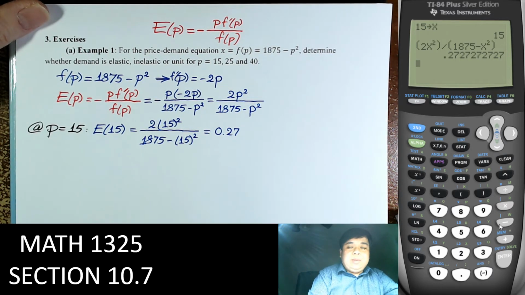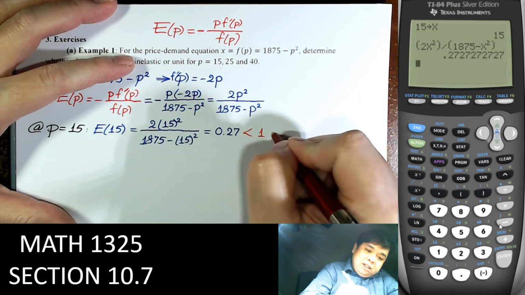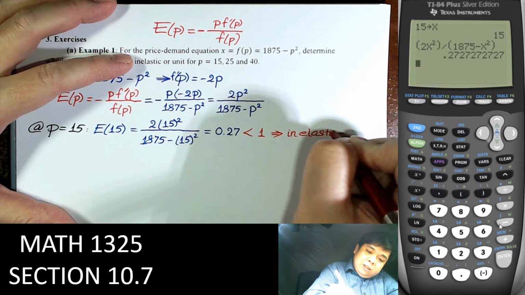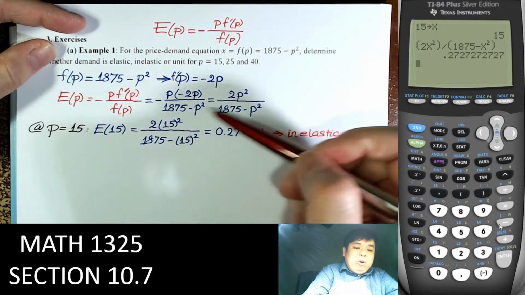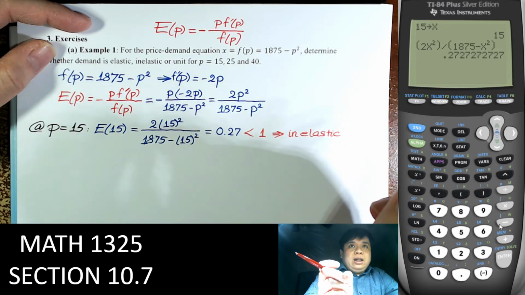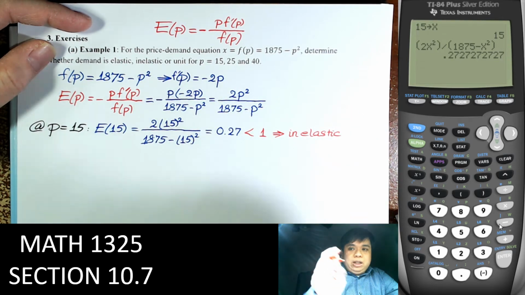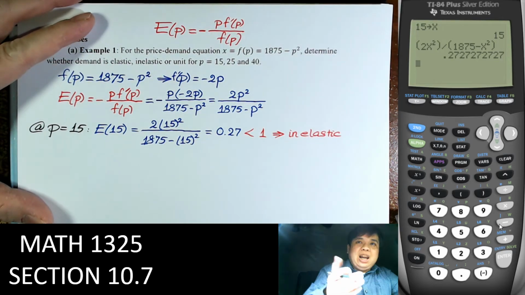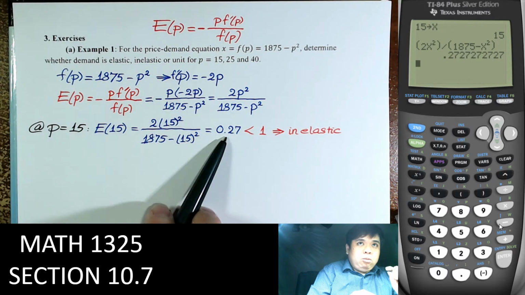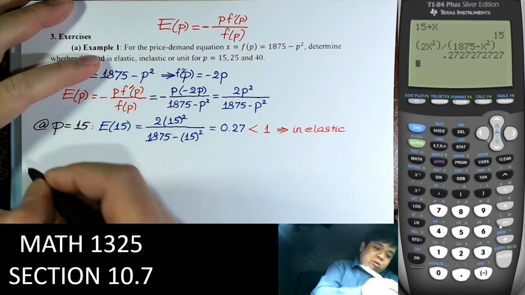Right, now if this is less than 1, it is inelastic. Of course, when we do this, this should be positive always. So less than 1 inelastic, greater than 1 elastic, equal to 1 unit. Furthermore, let's elaborate a few more on what this number means: if the price increases by 1%, the demand decreases by 0.27%.